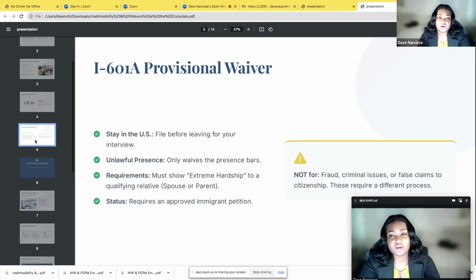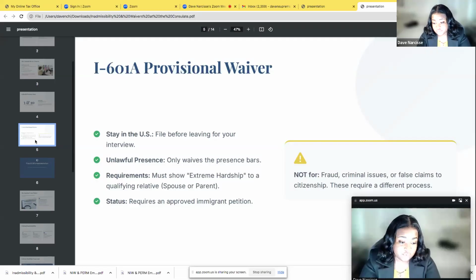So we're going to talk about the I-601A provisional waiver. This is a type of waiver. If you stay in the U.S. and file before leaving for your interview, it waives only the unlawful presence bar. Requirements: you must show extreme hardship to a qualifying relative, spouse, or parent. It also requires an approved immigrant petition.